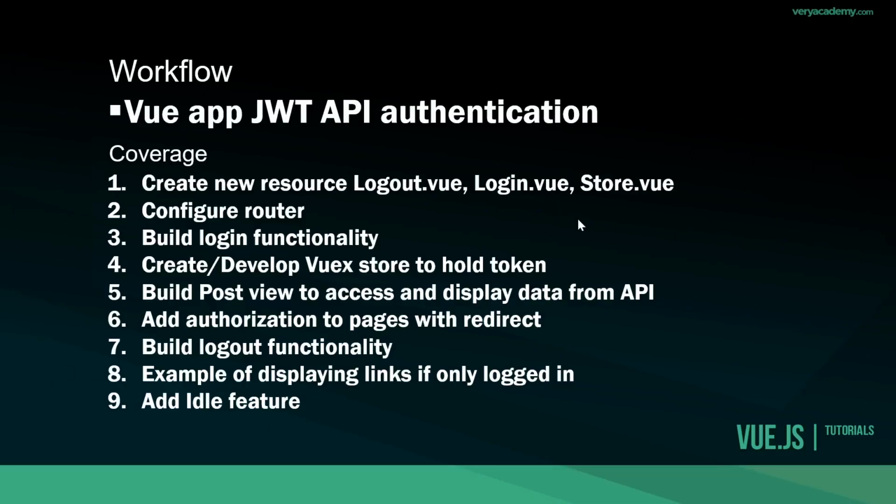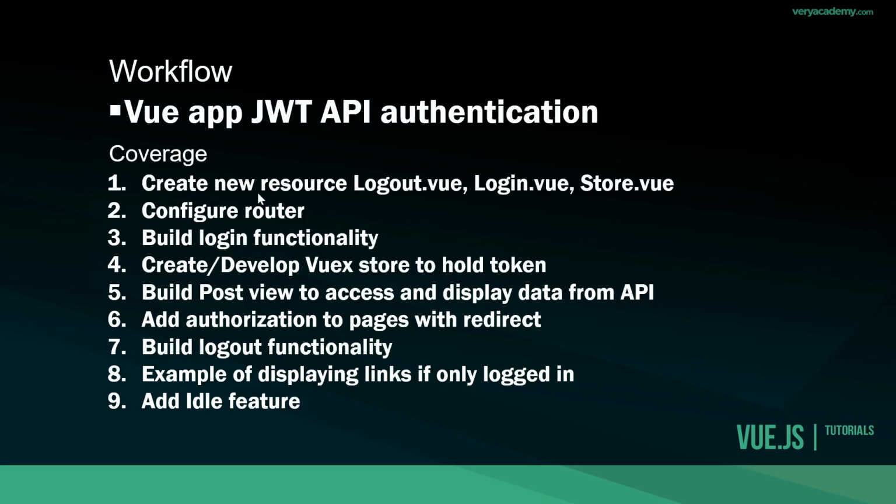Okay, so I think I've covered everything here that I detailed in this workflow for the Vue app. So now we have a working example of a Django backend utilizing JWT API authentication. We also now have the Vue app, which can collect a token and then utilize it to log in a user and access the API data from the Django API.